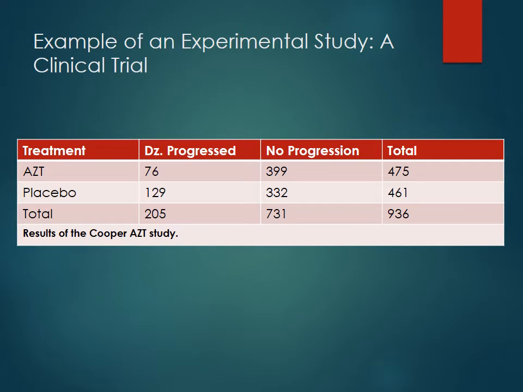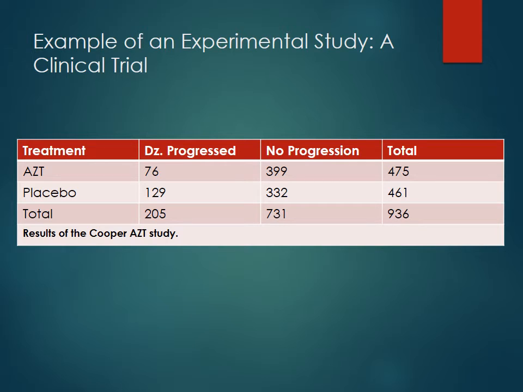So looking at this, you can see that patients that got the AZT, 76 of those patients had disease progression versus 399 who had no progression. And again, that was defined in the article, so it would probably be a certain drop in CD4 cell count or some sort of AIDS equivalent disease state like PCP pneumonia or Kaposi sarcoma, something like that, I'm sure. And then you have your total number there, and then you'd have your placebo group being compared to that, and then you have your totals there as well.